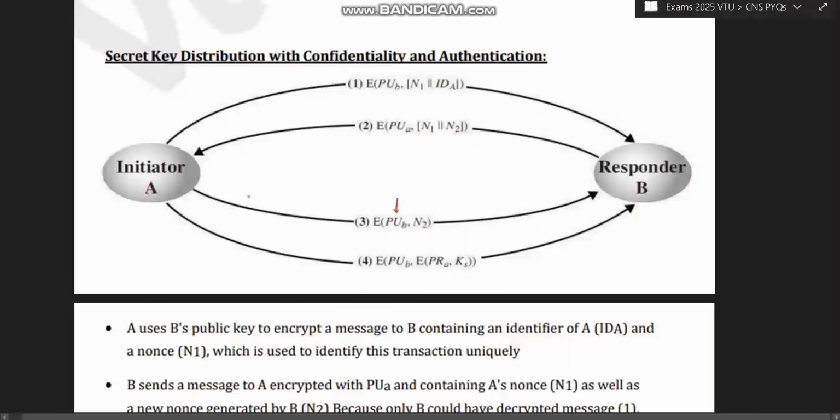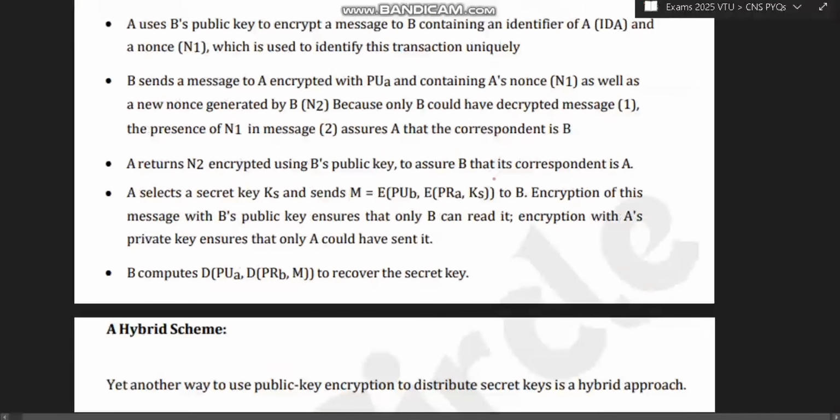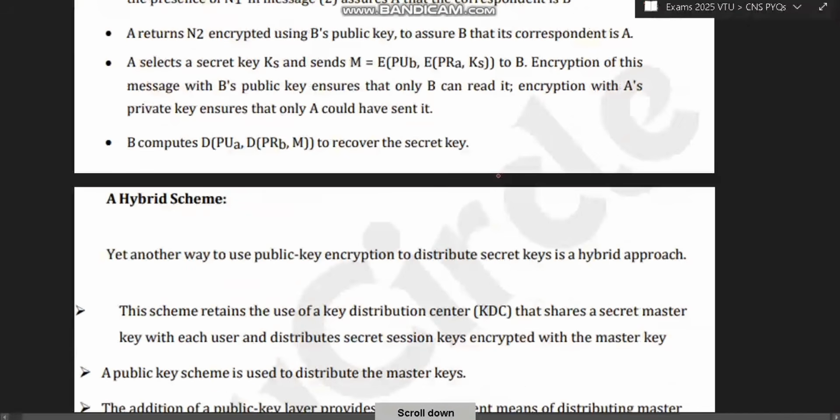Only after this much has been done, A will send the actual KS to B. Okay, in this case, KS is coming from A. So those things don't matter. What matters is whether it is secure or not. So exchange of nonce happens here. That is secret key distribution with confidentiality and authentication. Okay, the same thing is given here. Go through it once and write it in the exam in the same way.